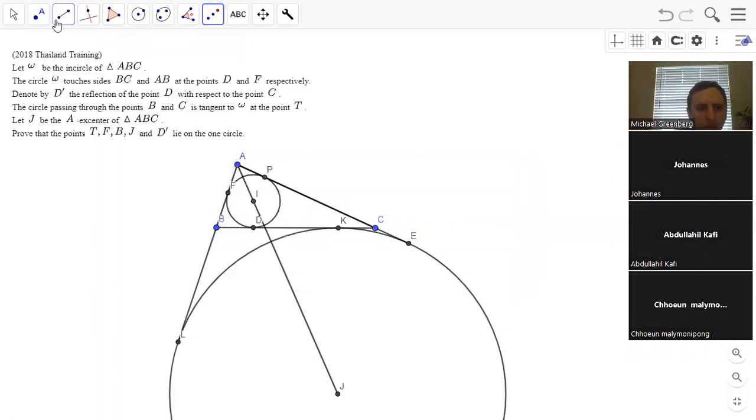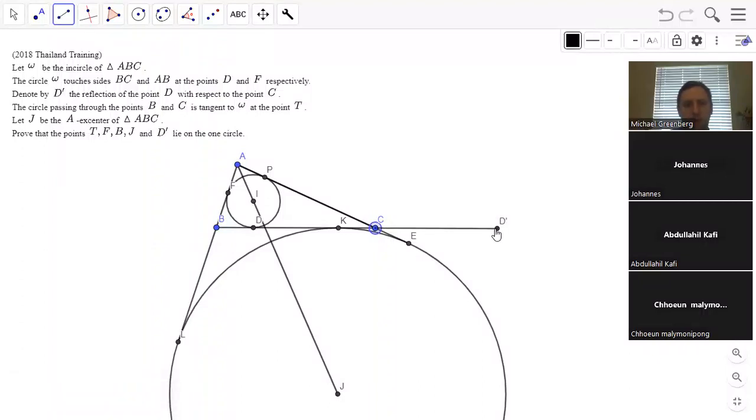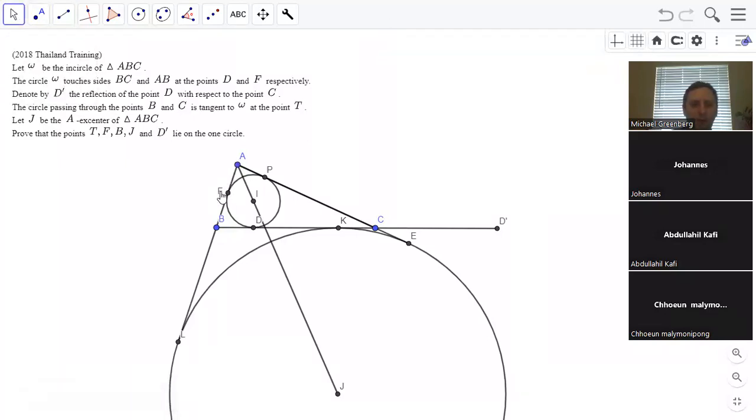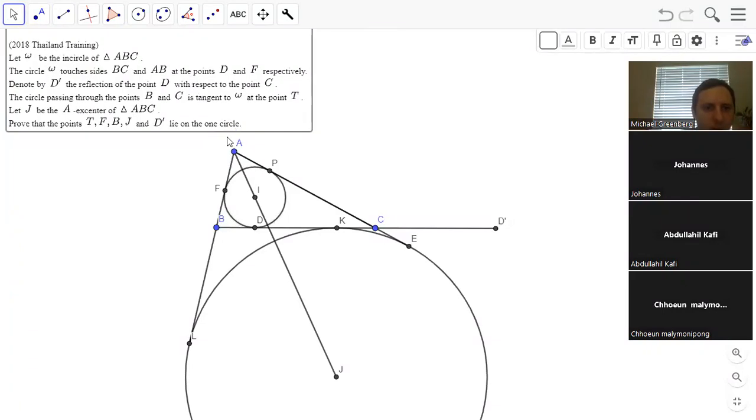Okay. So reflect D over C. That's D prime. Interesting. And the circle passing through B and C is tangent. Oh, I think there was an IMO problem on this, where you find the circle passing through B and C and tangent to this, but I forgot how to draw it. We had this a while ago.